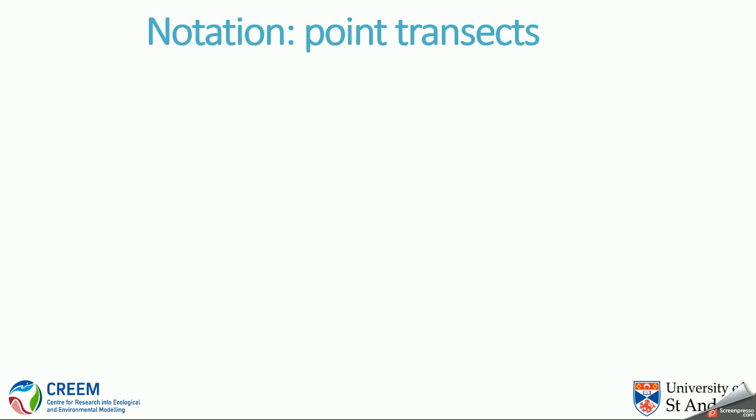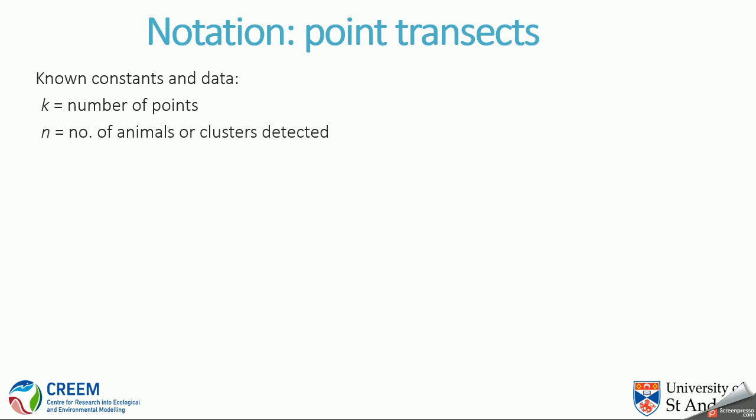Okay, that gives the underlying methods for point transect sampling, and I'll finish this lecture just by summarizing the notation we use, which will be used in later lectures. So, known constants and data. K is the number of points surveyed in the design. N is the number of animals detected, or if your animals occur in groups or clusters, it's the number of groups detected.